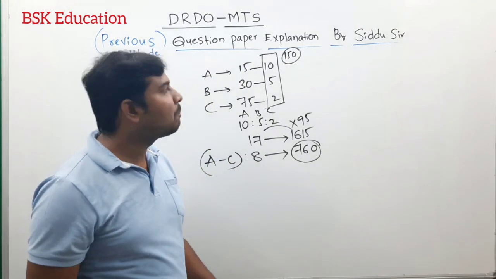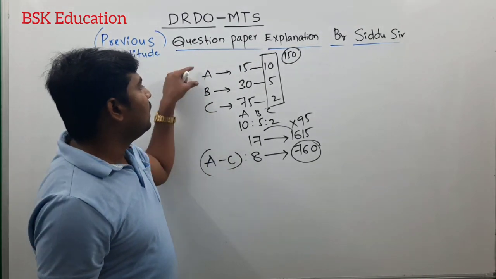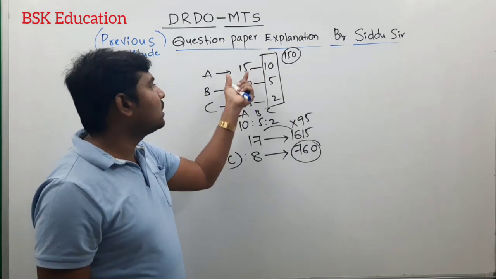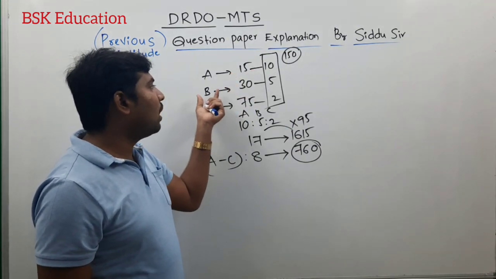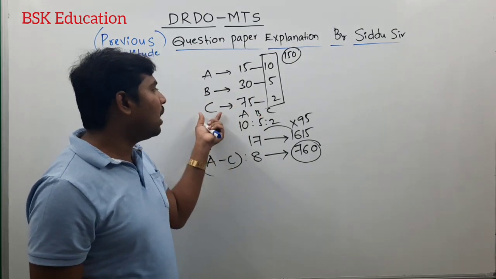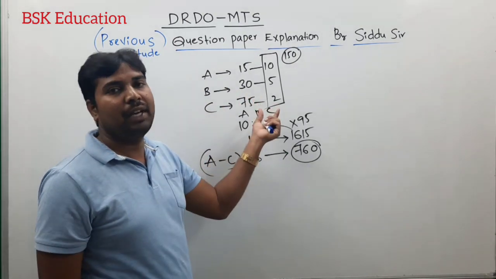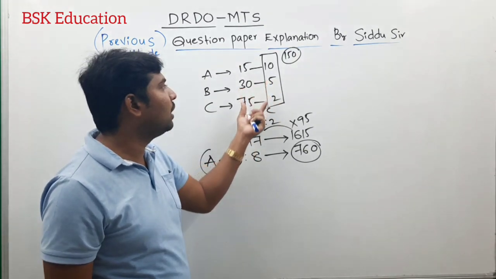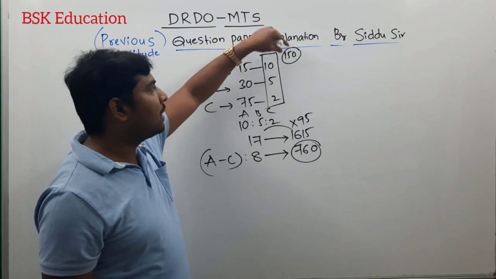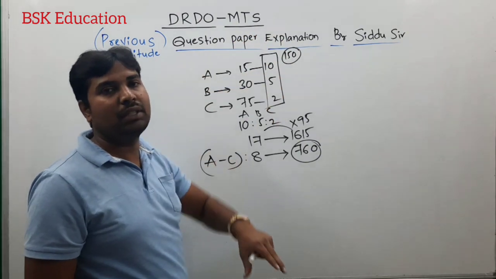Simple guys. Once again, listen carefully. A alone can do a piece of work in 15 days. B alone can do a piece of work in 30 days. C alone can do a piece of work in 75 days respectively. So the LCM of 15, 30, 75 is nothing but 150. Total units is 150.